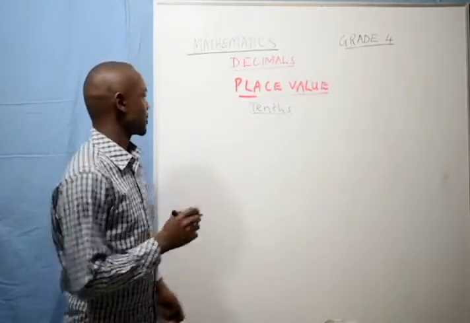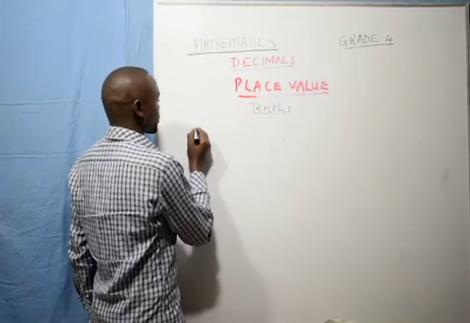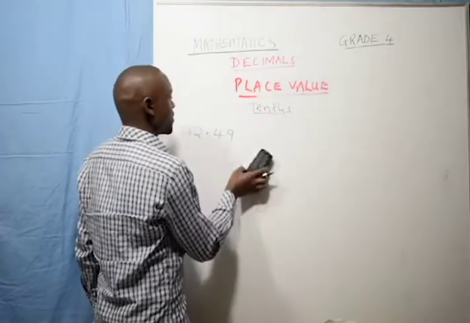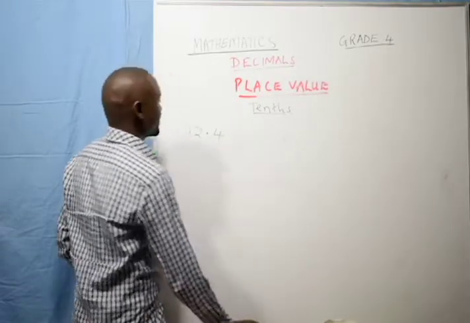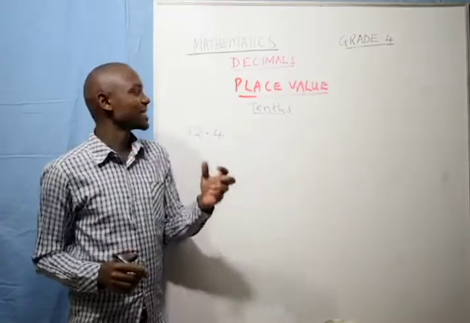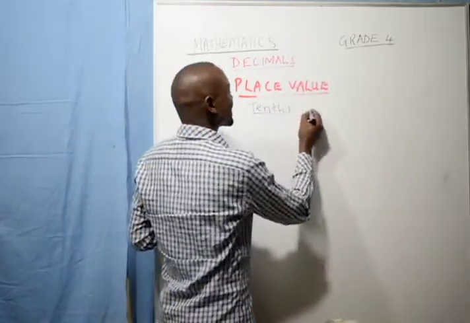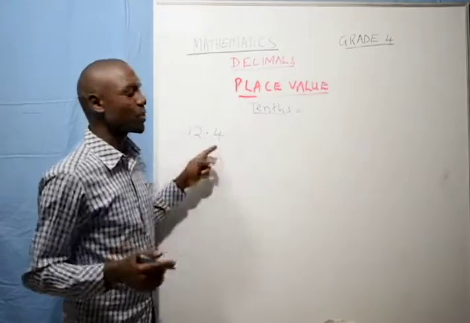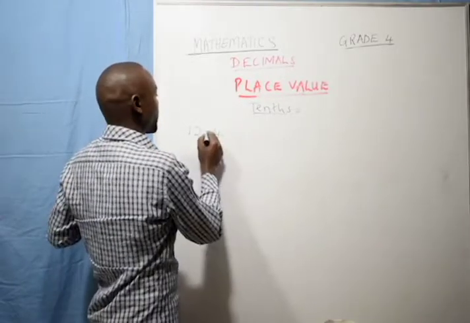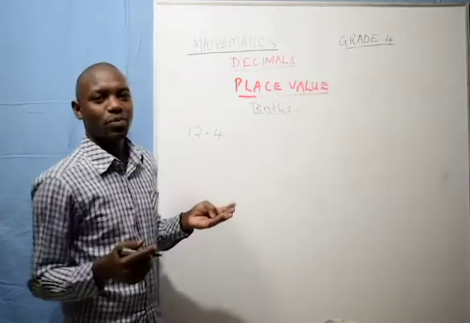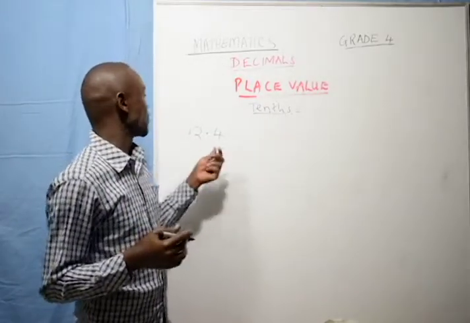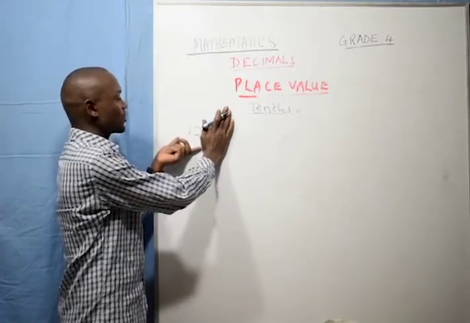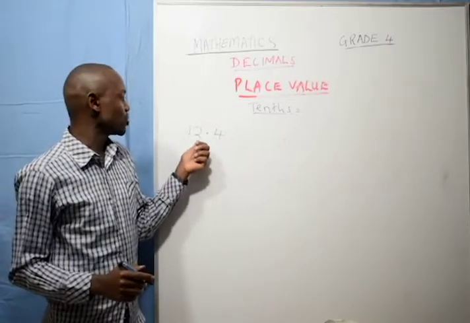Take for example a number like 12.4. In this number, the tens place value is the first digit after the decimal point to the right. This is the decimal point, and this is the right side of the decimal point. So the first digit will be in the tens place value. While this number alone is read as 12. What is 12? 12 is 1 tens and 2 ones.